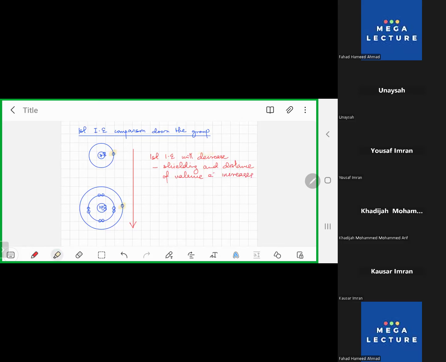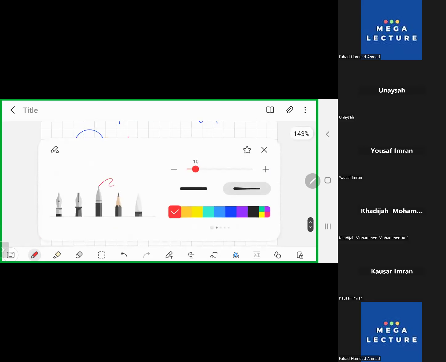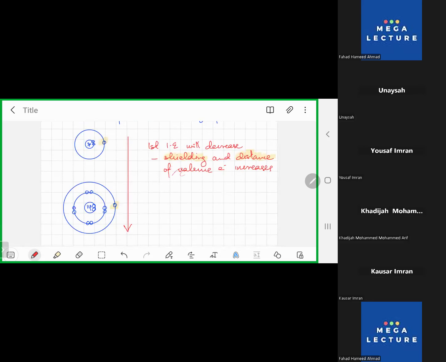Both of these factors, they suggest that ionization energy will decrease. So you've got two factors which support ionization energy will decrease. There's one factor that's going against this. वो कौन सा? Nuclear charge. हाँ, nuclear charge, number of protons. ठीक है. So two factors outweigh that one factor. So which is why the ionization energy decreases. तो आपको इसको words में explain करोगे, which is कि the first ionization energy will decrease. Why? Because shielding and distance of valence electron increases.